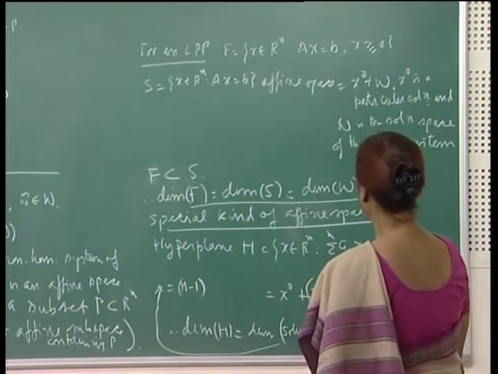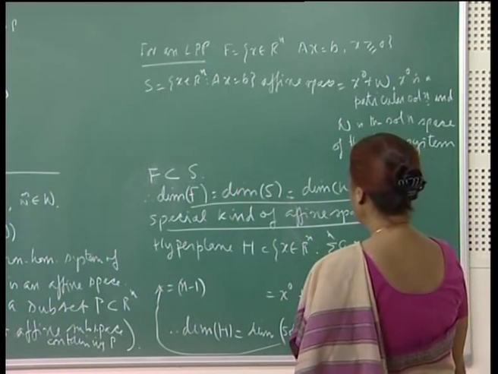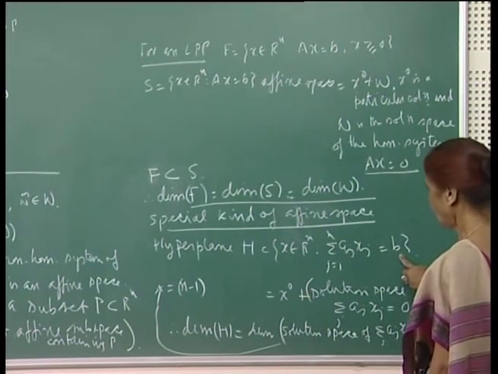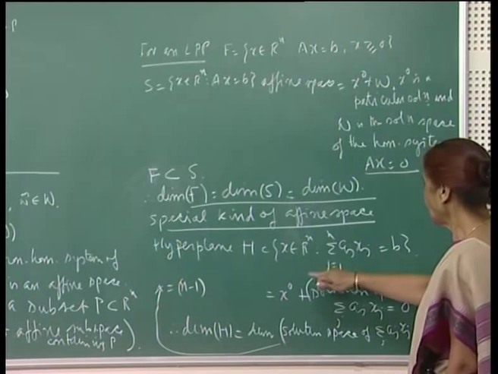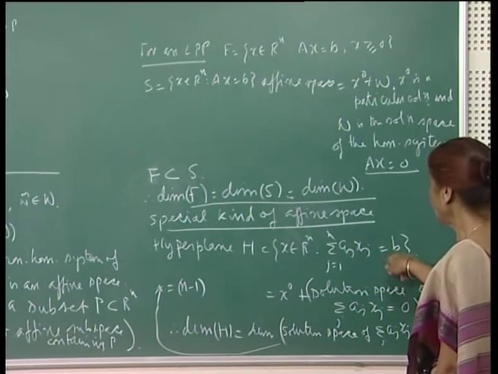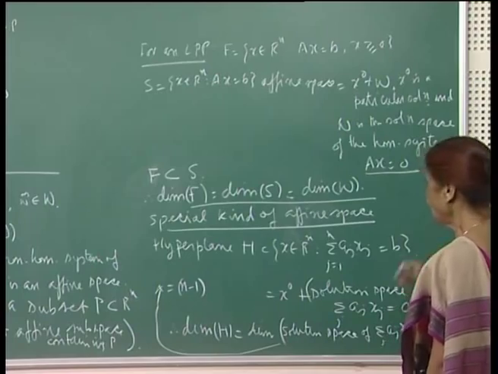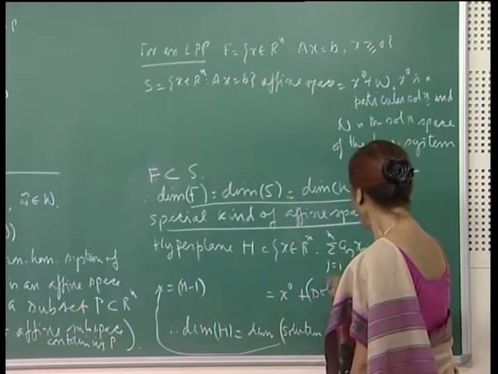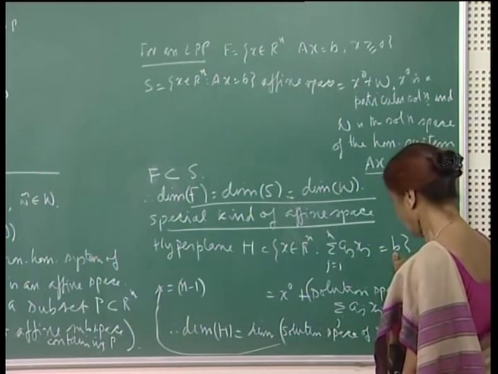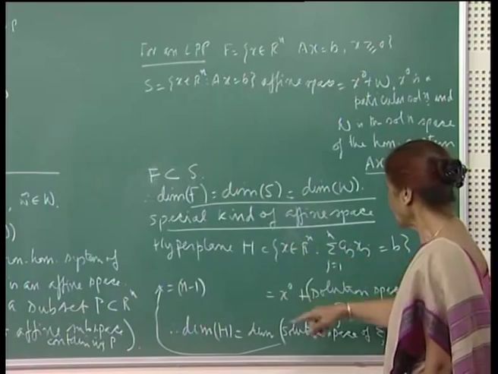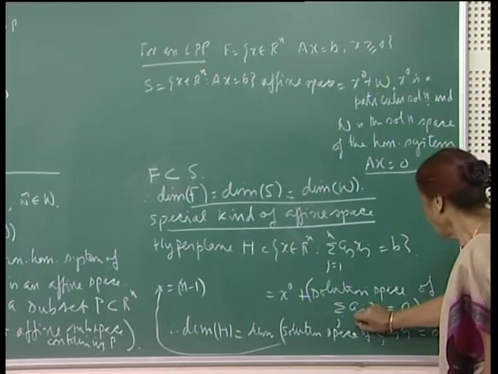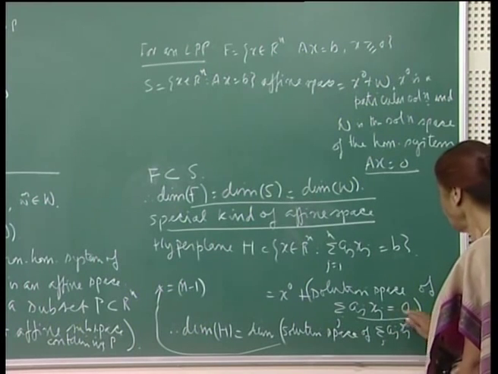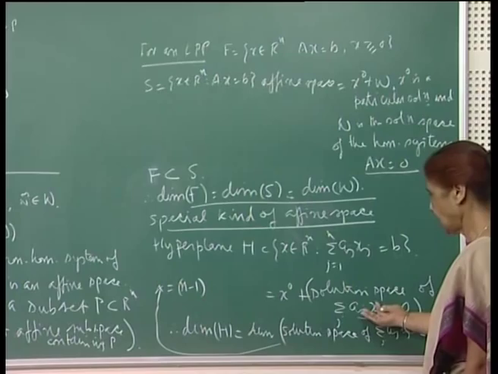A special kind of affine space which we will be using very often is a hyperplane, and a hyperplane is defined by one non-homogeneous equation: for all x in Rn which satisfy sigma aj xj equal to b, j varying from 1 to n. So, this will be my hyperplane, and we can immediately see that this will be some x naught, a particular solution, a particular point in H, plus the solution space of the homogeneous linear equation sigma aj xj equal to 0. This is only one non-zero linear equation, because the aj are not all zeros.